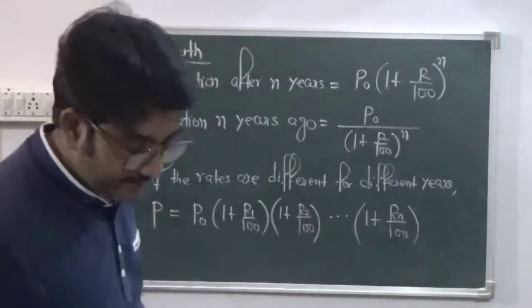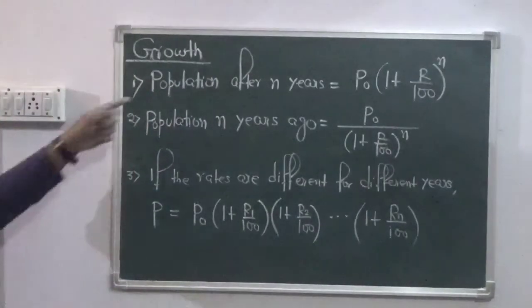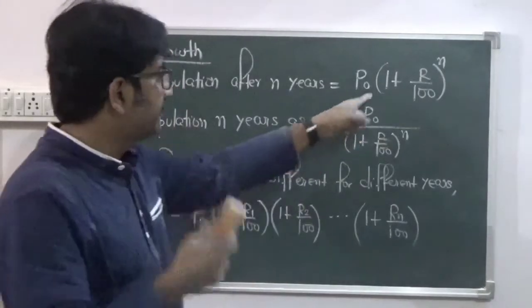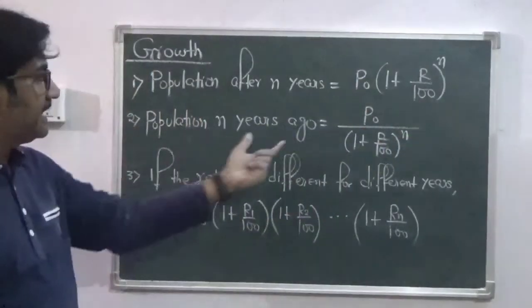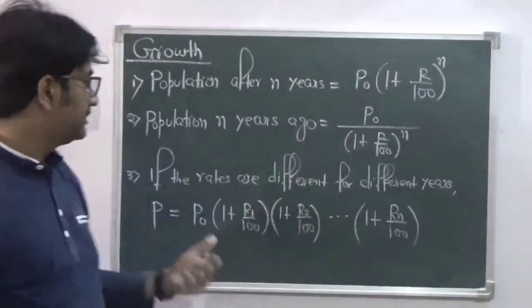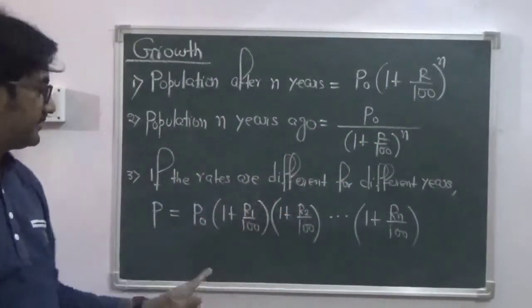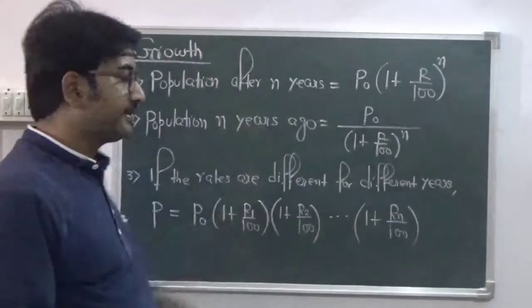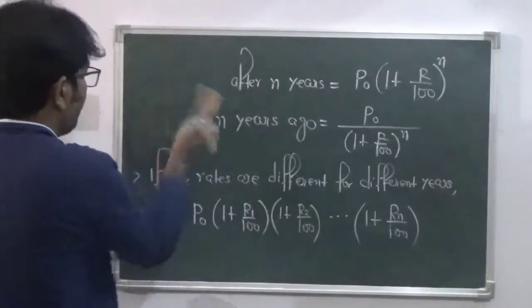We will write the formula for depreciation. So population after n years is P0, the present or the current population, into this one. Population n years ago, suppose 5 years back, P0 by this. Rates are different for different years, we have P into P0, the same as previously done.